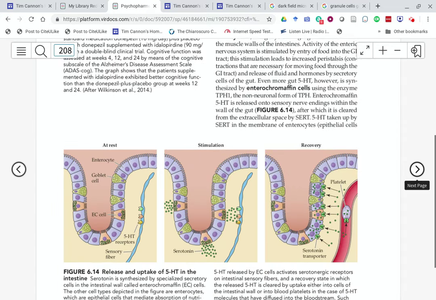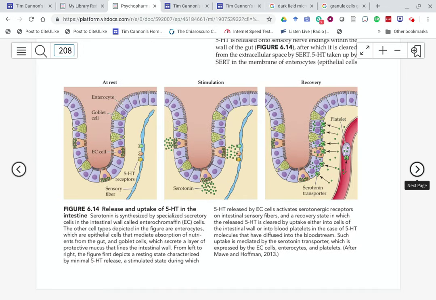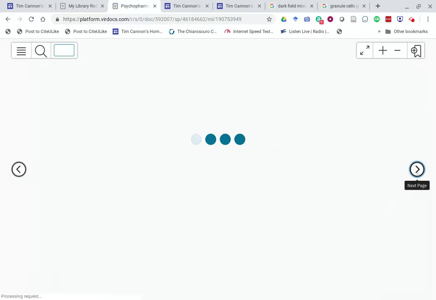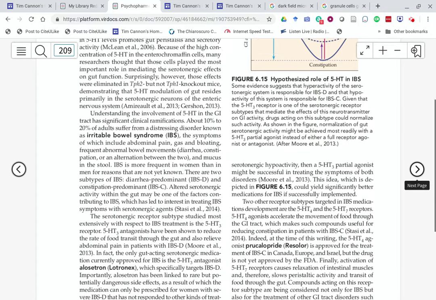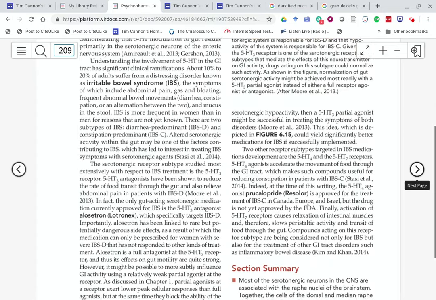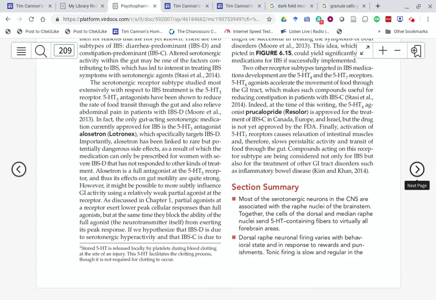Serotonin in your gut. We do not, in my professional career, we have not paid enough attention to the gut. And we now are beginning to, and you will profit from that. Trust me. Irritable bowel syndrome, and I think that's it for the chapter.